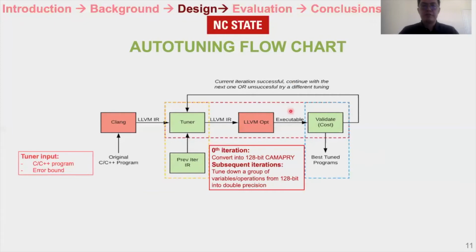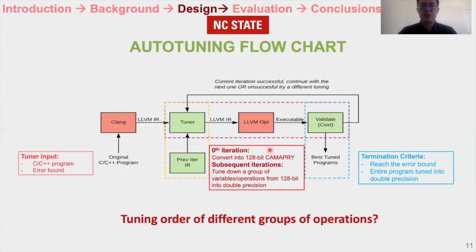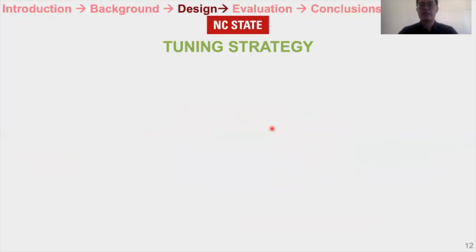double precision. And also, you can see after each tuning iteration, our tuner will check if it reaches the error bound provided by the user, or it tunes the entire program to the double precision program. And then we know the flowchart of our tuning. Then the question will be, what's the tuning order for these iterative tunings? Let's look at our tuning strategy.